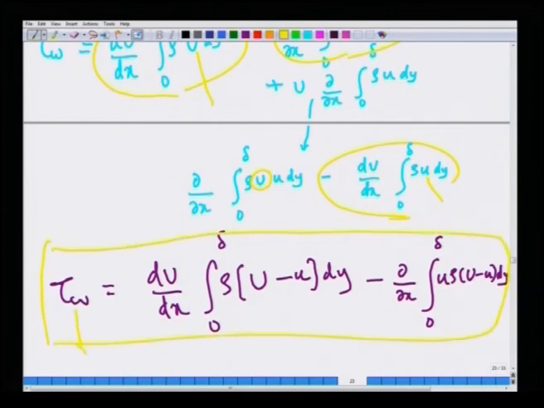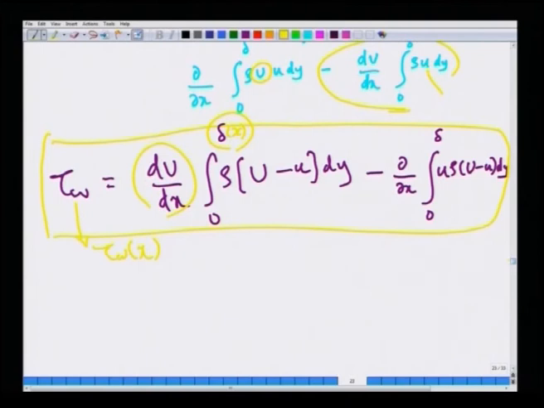The shear stress is not a constant, because remember everything is a function of x, because delta is a function of x. So, shear stress will in general be a function of x. Okay. So, I am going to rewrite this slightly.